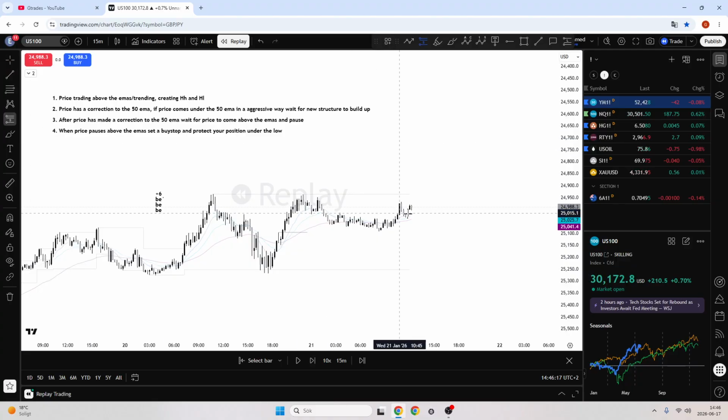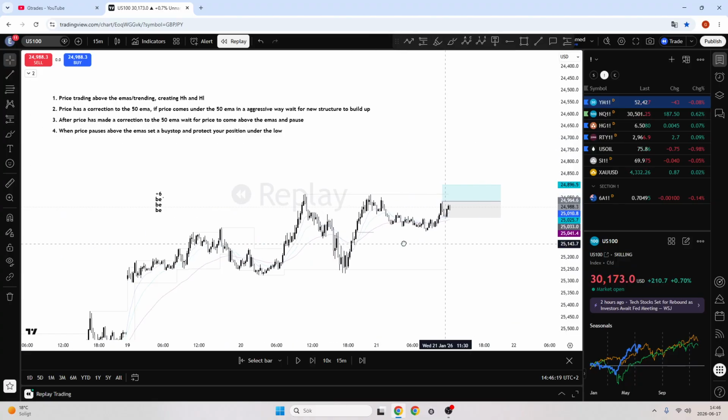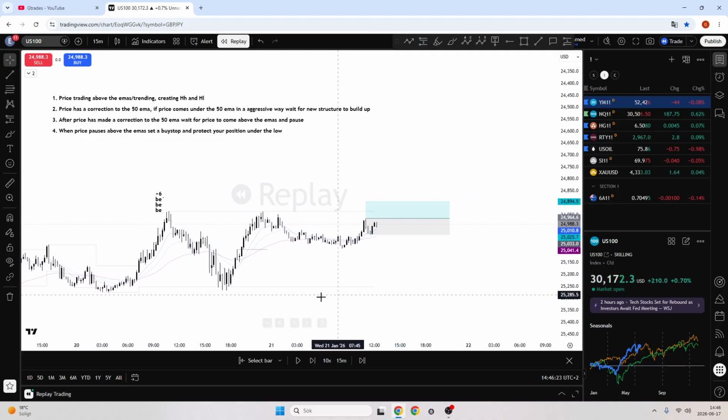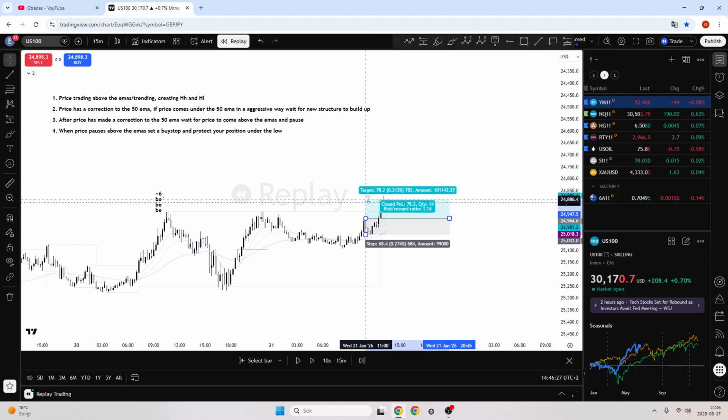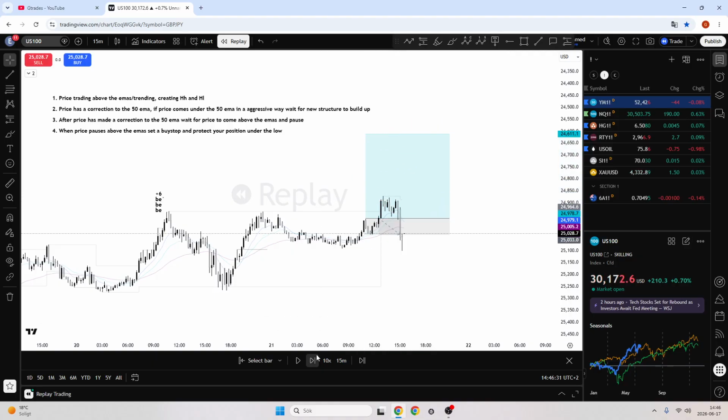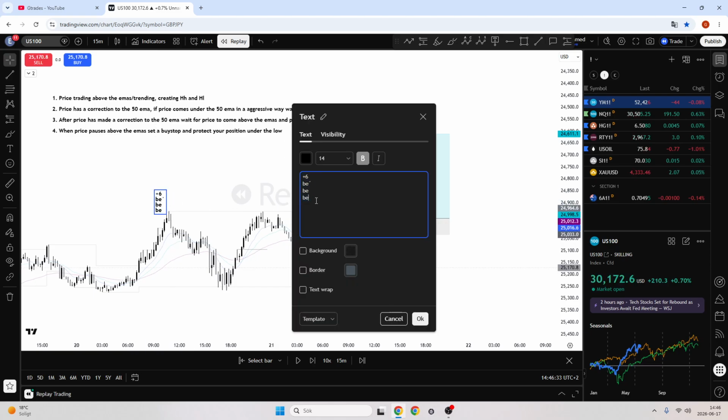So you have a pause right here. We are flushing down to the 50 MA right here. And I think this is a completely valid setup. Break-even point is reached. So let's wait for our 1-to-5. So this is a break-even.